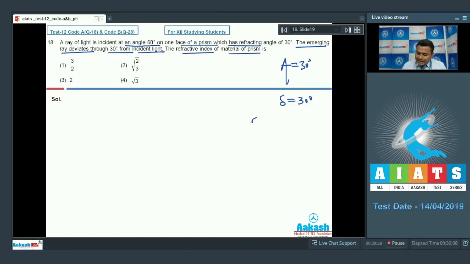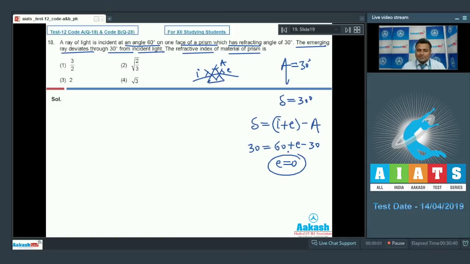The refractive index of material of the prism will be what? We must be knowing that angle of deviation for a prism is given by i plus e minus a, where i is incidence angle, e is emergence angle, that we can show from here. These are the normals. This is your i, this is your e, and this is prism angle A. So delta, that is 30, equals i, that is 60, plus e minus A, that is 30. We will get e as 0, angle of emergence 0.